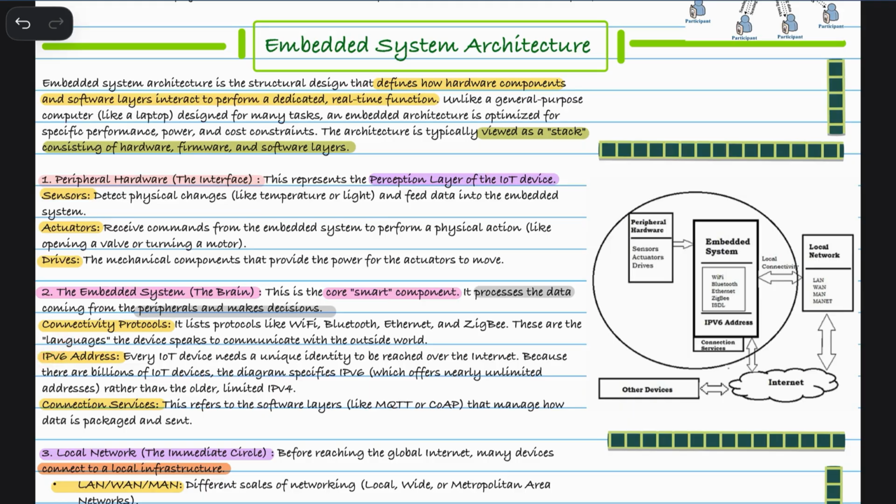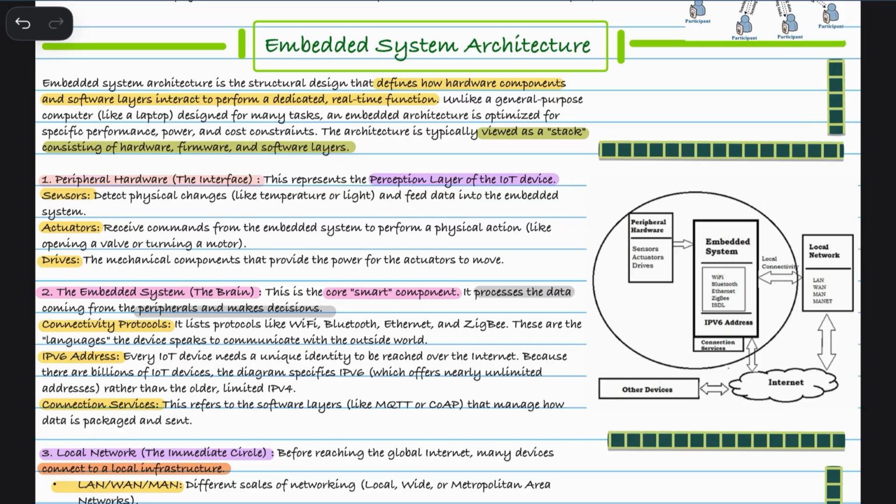Then we have the IPv6 address. In an IoT network, every single device must have a unique identity so it can be reached over the web. The old IPv4 standard only allows roughly 4.3 billion addresses, which were not enough, because we were connecting tens of billions of smart devices. So the embedded architecture specified the IPv6 address, which uses 128-bit addresses, offering a virtually infinite number of unique IP addresses.